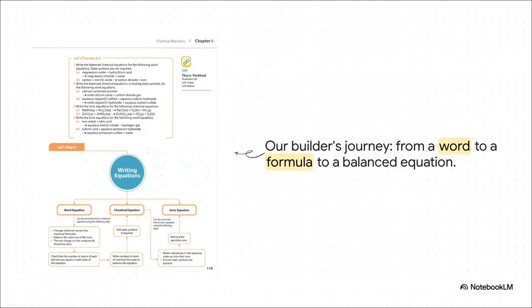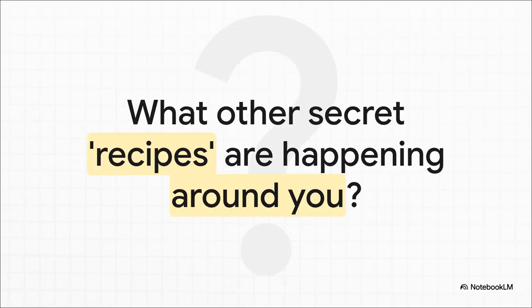So let's just take a breath and look at the whole journey we just took. This map lays it all out. We started with just the name of something, then we used our builder's guide, the valencies, and the cross method to write its formula. And finally, we put those formulas into a sentence, an equation, and then we balanced it to make sure we followed the number 1 rule of the universe: you can't lose any atoms along the way. And just like that, you now have the key. You have the tools to decode the secret language of the world.